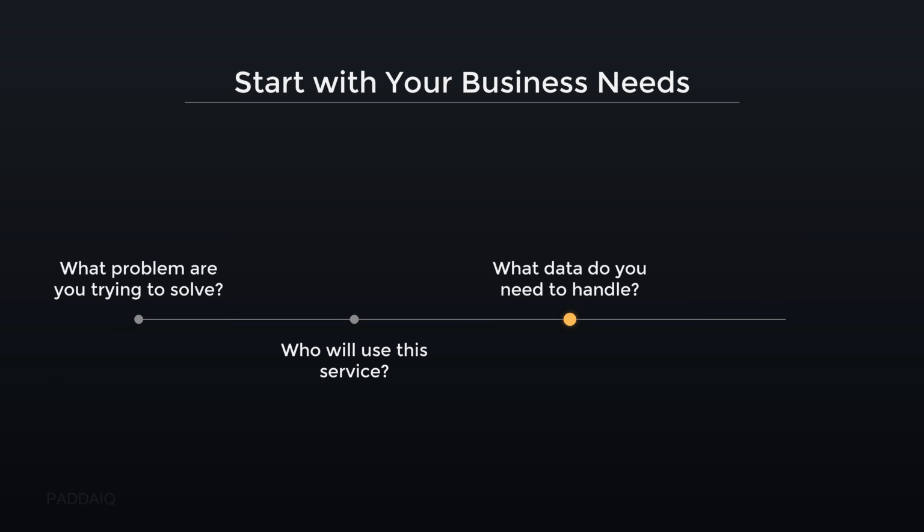What data do you need to handle? This means identifying all the information your applications must process or store. For example, a retail app needs to manage customer details, product inventory, and sales transactions. Understanding your data is the first step to choosing the right BTP services for your solution.